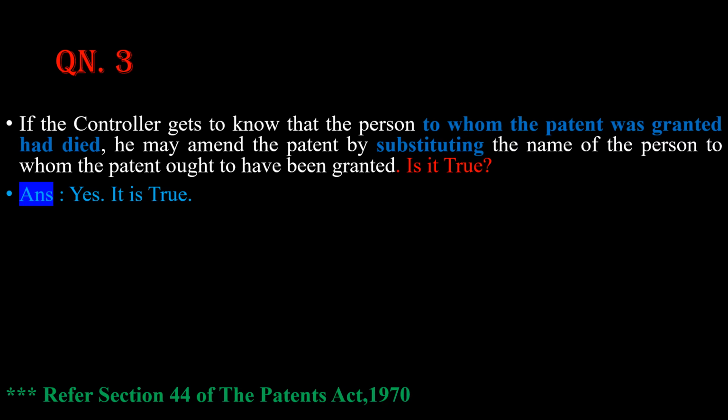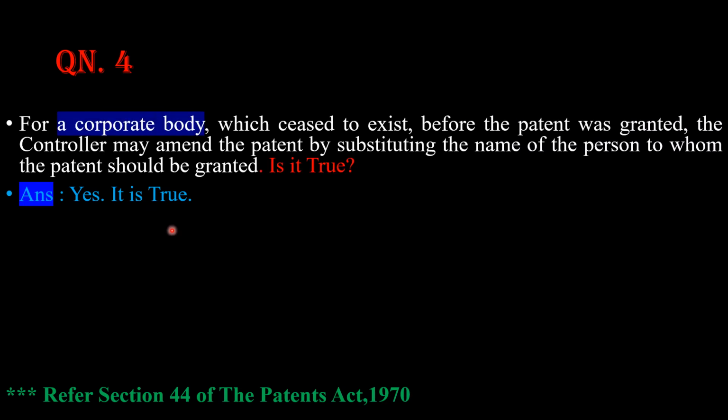Fine, let us proceed. Question number 4. For a corporate body which ceased to exist before the patent was granted, the controller may amend the patent by substituting the name of the person to whom the patent should be granted. Is it true? Yes, it is very much true, and for this please refer section 44 of the Patents Act 1970.